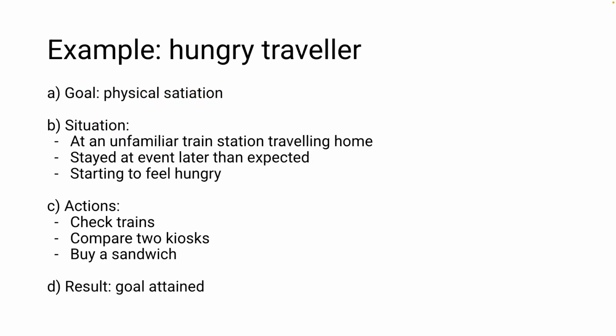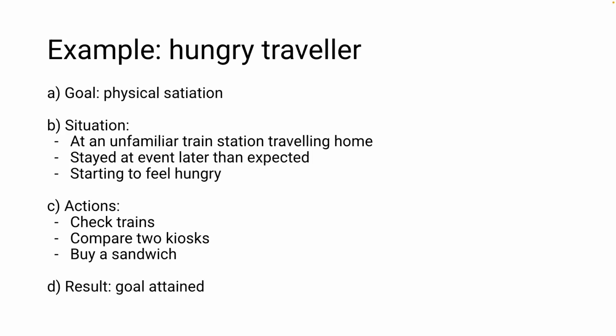So to start off with, I'm going to build some intuitions for what an agent feels like. As an example, you might be a human who's a hungry traveler. The human wants to get fed. Let's say the human stayed at some sort of event slightly later than expected. They're in an unfamiliar part of town, at a train station, and they need to travel home. And they're feeling quite hungry. So what does the human do?